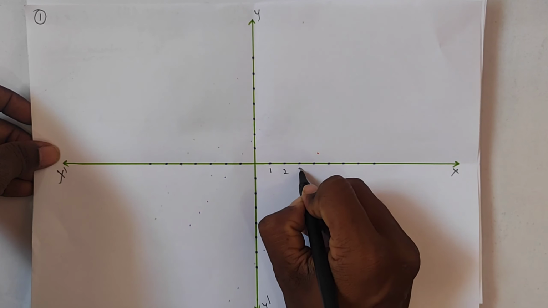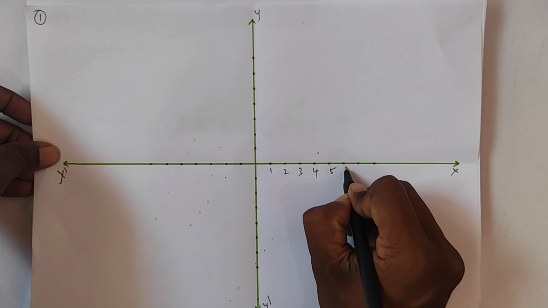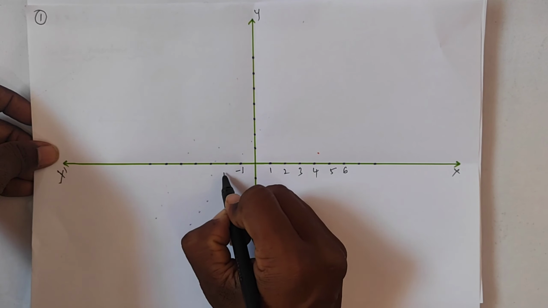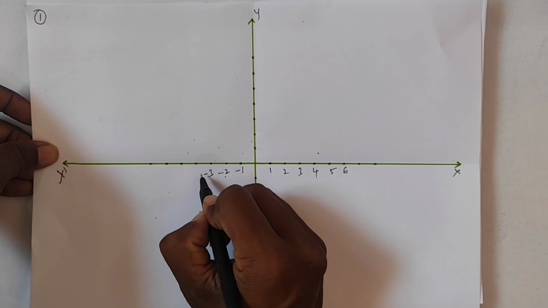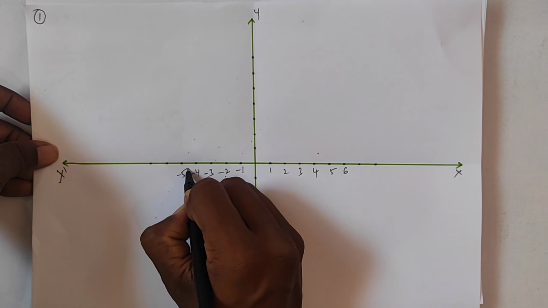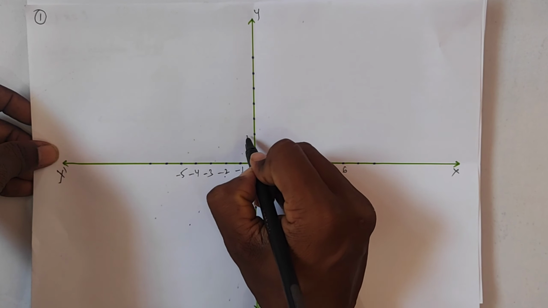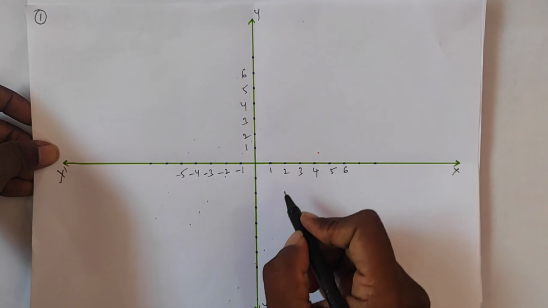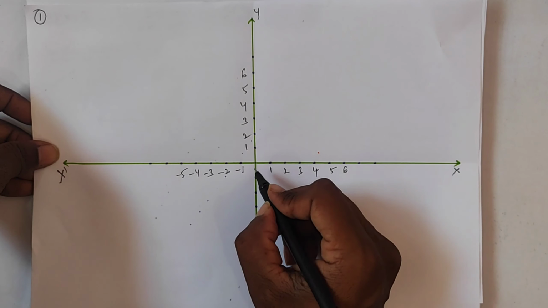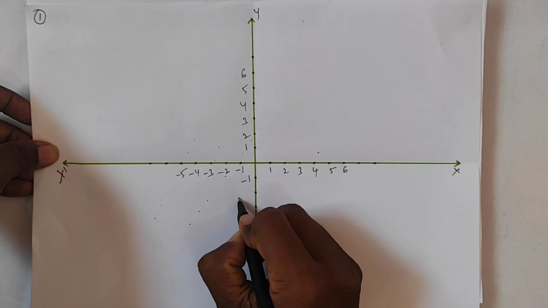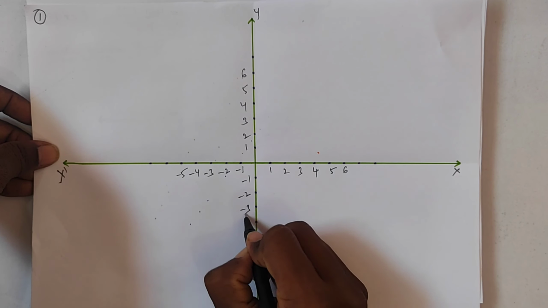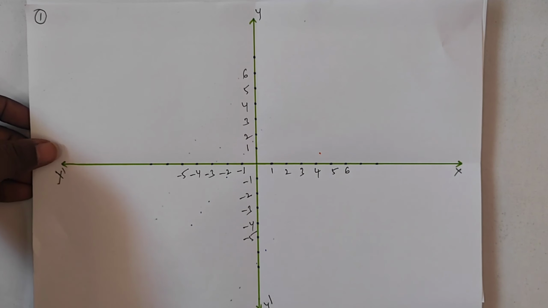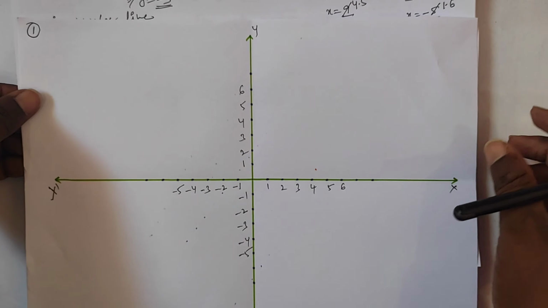1, 2, 3, 4, 5, 6. On the left side, this is the origin 0, 0. On the left side, negative values are minus 1, minus 2, minus 3, minus 4, minus 5. From 0 to y, positive values 1, 2, 3, 4, 5, 6. And from the origin to y dash, negative values minus 1, minus 2, minus 3, minus 4, minus 5 and so on. Clear?